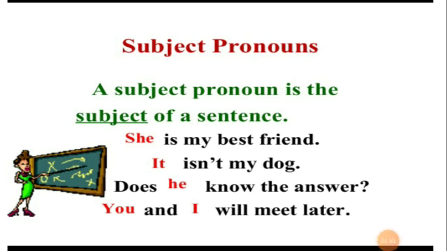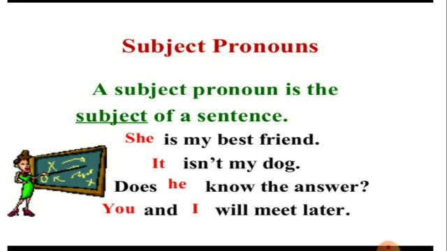So, subjective pronoun. A subjective pronoun is the subject of the sentence, like he, she, it, they, which are mainly used as a subject in a sentence. As you can see here in the examples: She is my best friend. It isn't my dog. Does he know the answer? You and I will meet later.